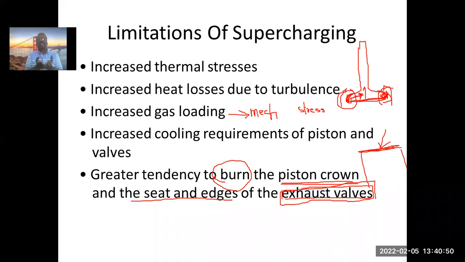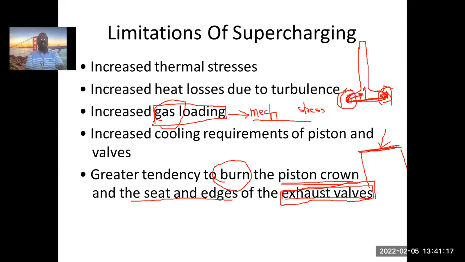Increases. Stress increases. Now, due to supercharging, what happens to the pressure? Increase. Yes. So due to supercharging, since pressure is increased, the stress in the parts related to the combustion chamber is increased, and we are saying that mechanical stresses are increased, and that increase in the mechanical stresses, we are calling it as gas loading. Now, why are we calling it gas loading?